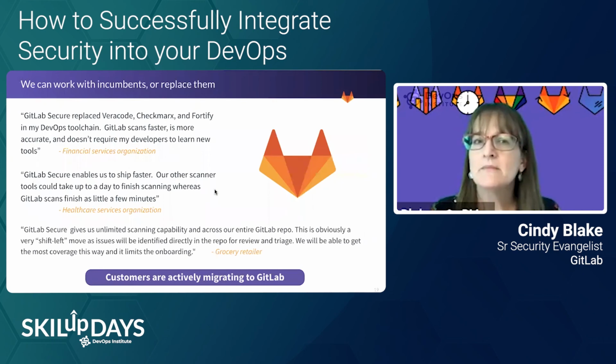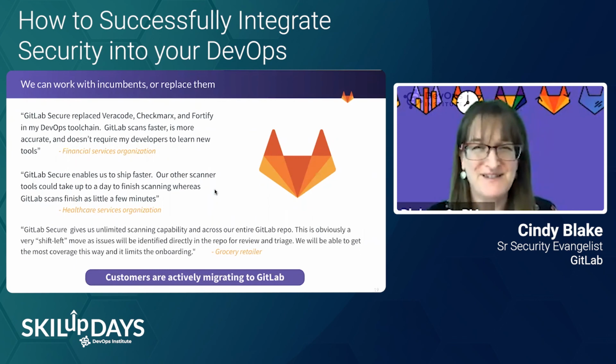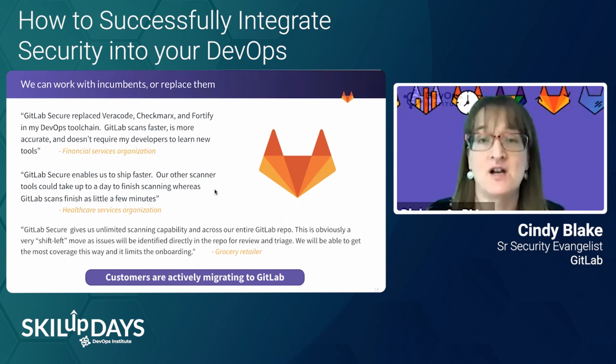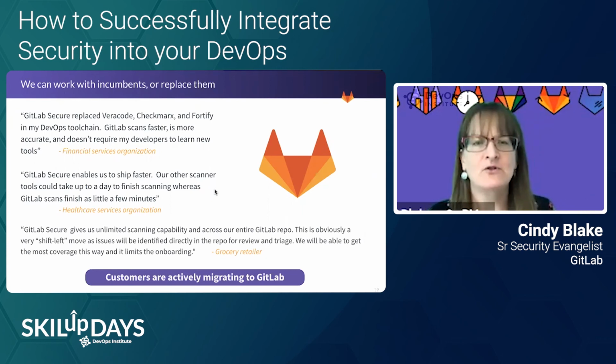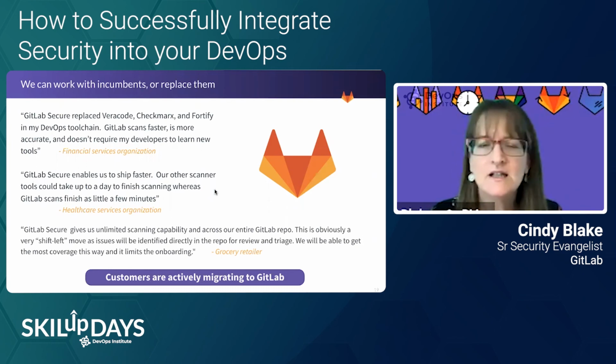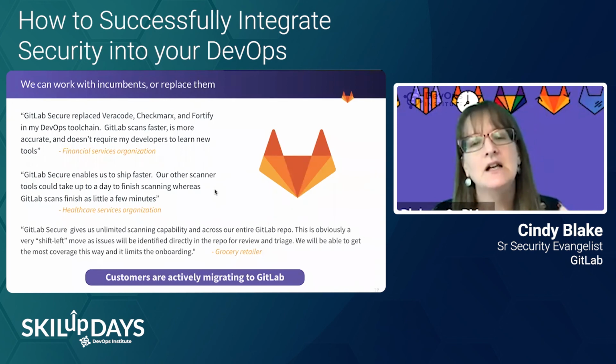GitLab is an end-to-end solution, but we also are happy to work with incumbents or replace them. We've been replacing quite a few lately, but that shouldn't stop you. Not only on the scanner side, so if you have your favorite scanner, or maybe you have some very unique need for Internet of Things or something that you need to scan differently, we can pull in those scanning results into that vulnerability report for everyone to use.